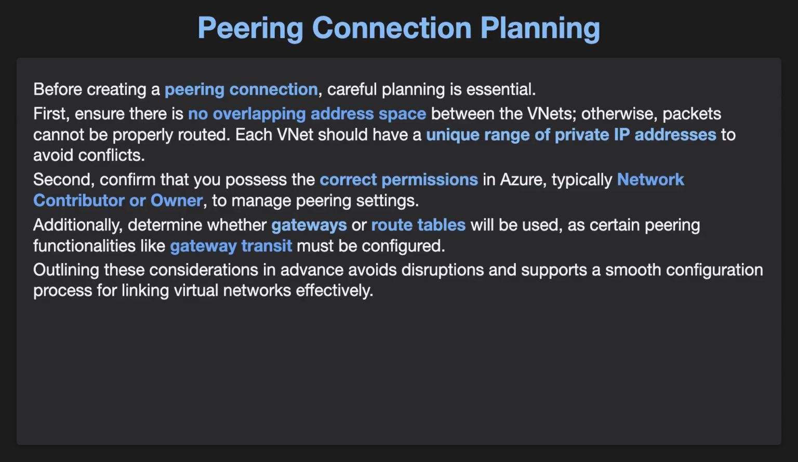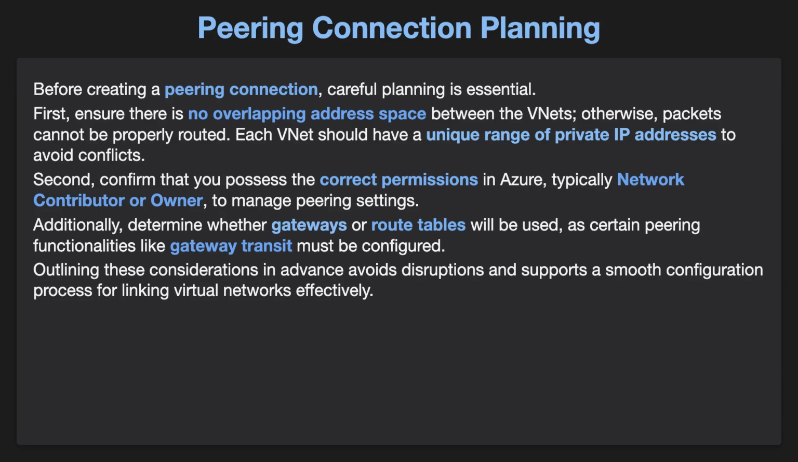Before creating a peering connection, careful planning is essential. First, ensure there is no overlapping address space between the VNets. Otherwise, packets cannot be properly routed. Each VNet should have a unique range of private IP addresses to avoid conflicts.